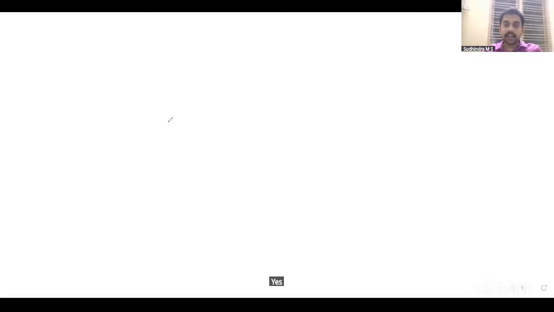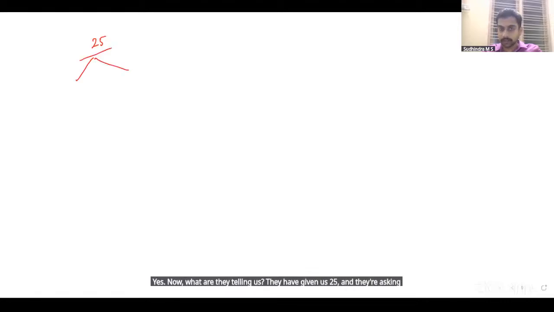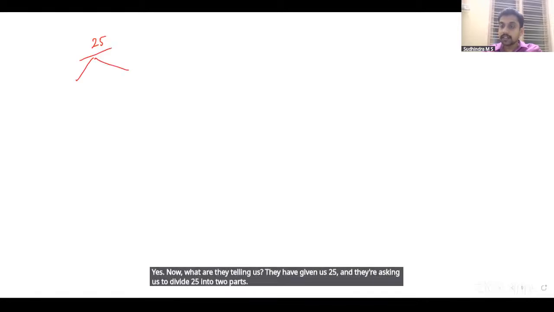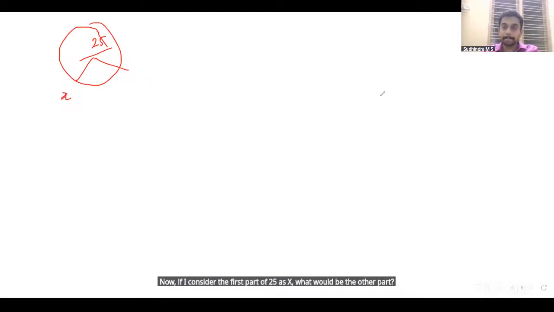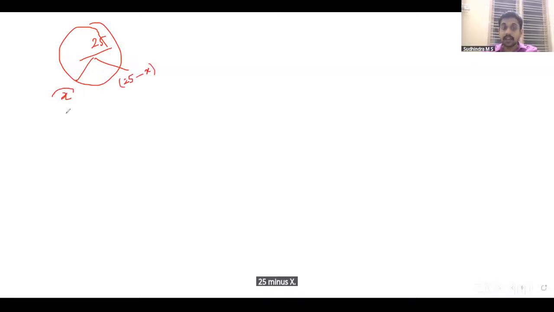Yes. Now, what are they telling us? They have given us 25 and they're asking us to divide 25 into two parts, such that the sum of the reciprocals is 1 by 6. Correct? Yes, Ramani. Correct answer. So, how do we simplify this? If I consider the first part of 25 as x, what would be the other part? 25 minus x. So the sum of the reciprocals of these two parts is 1 by 6.